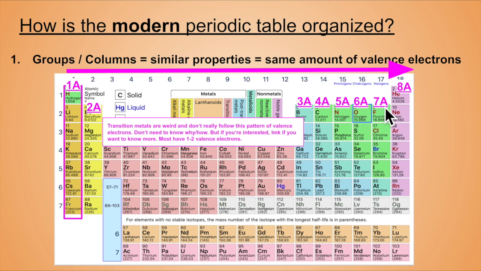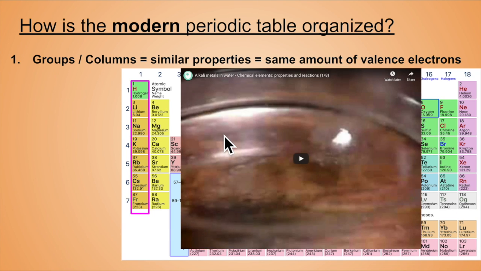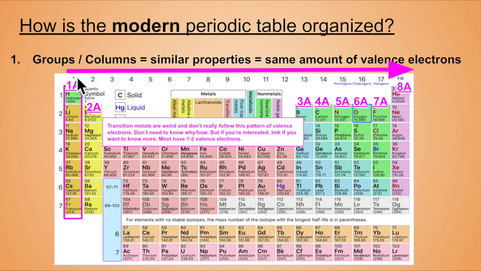So you can tell how many valence electrons chlorine has just by knowing that it's in this 7A column. And your book lists these ones as 1B, 2B, 3B, and so on, but that doesn't really matter. What you need to know is that the groups signify how many valence electrons they have, and that these two columns and these columns are labeled with how many they have.